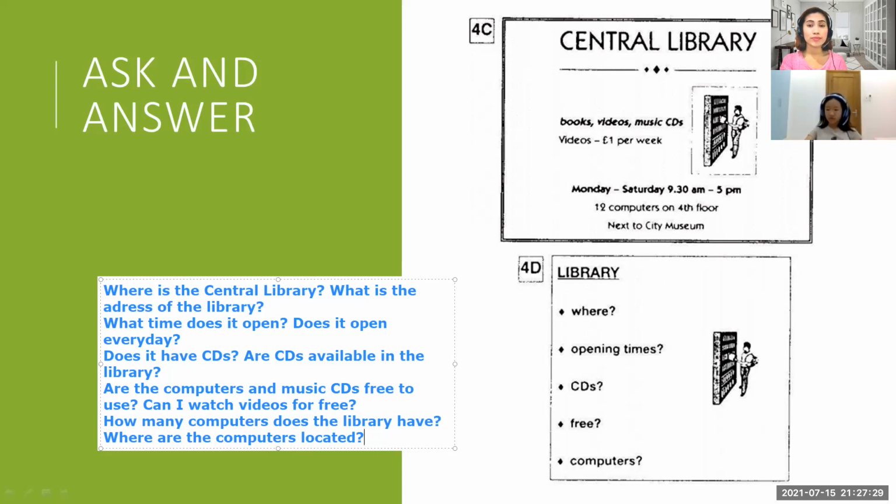Which one? Computer. Oh, look where the computers were mentioned. 12 computers. Where? On the fourth floor. So make a question about 12 computers, and then they are on the fourth floor. Another question. 12 computers.